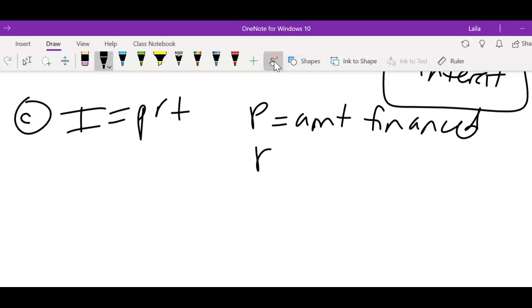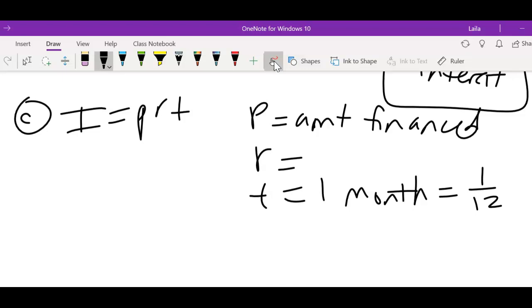And then our interest rate and our time is 1 month. So our time is 1/12, right? Because it's 1 month, 1 out of 12. There's 12 months in a year.